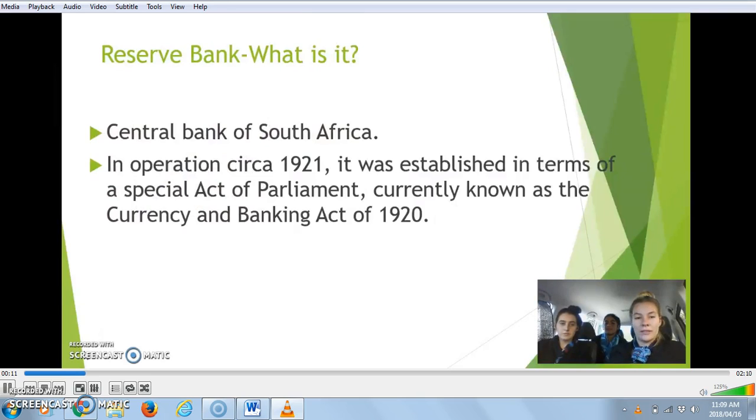Today we're going to talk about the Reserve Bank. It's the central bank of South Africa, and it's been in operation since 1921. It was established in terms of a special Act of Parliament, currently known today as the Currency and Banking Act.